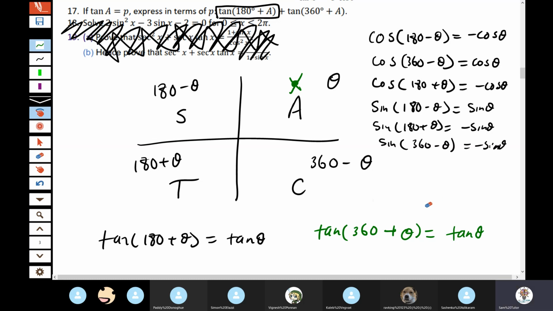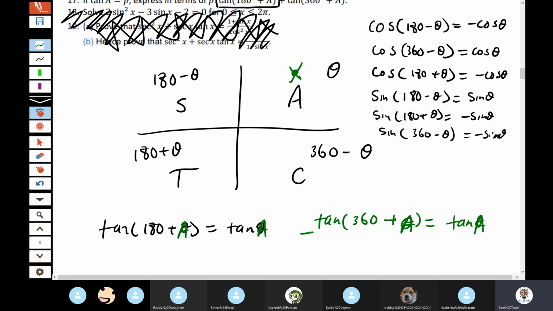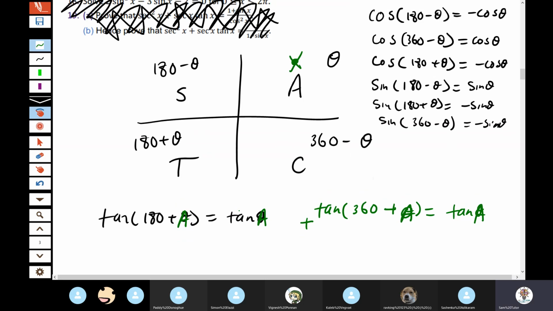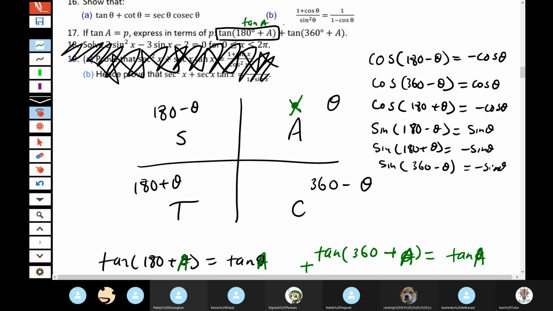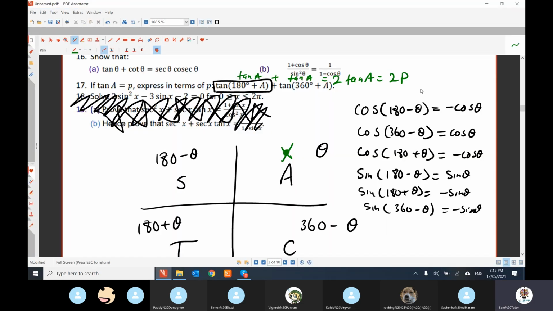Sounds good? So let's look at what the question was asking, because I didn't read it yet. If tan A equals P, express in terms of P this. Well, we labeled them as theta; we'll change it to A's. If tan A equals P, well, what's tan A plus tan A? Because the question said tan 180 plus A, tan 360 plus A. Tan A plus tan A is 2 tan A, which is just 2P. I know, very easy, but you've got to realize that it's easy. You guys have to realize it's easy, because on face value, it just looks like a whole lot of gibberish.